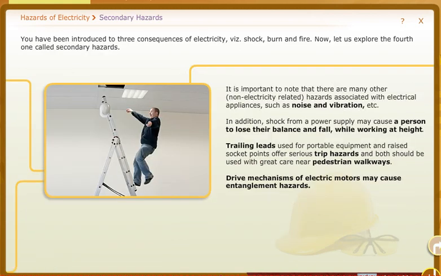You have been introduced to three consequences of electricity, namely shock, burn and fire. Now, let us explore the fourth one called secondary hazards.